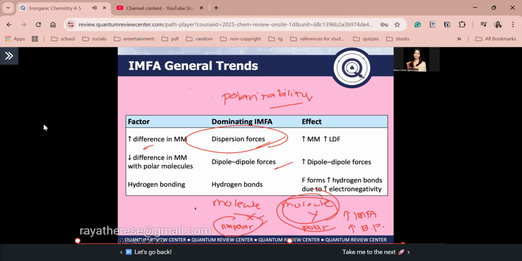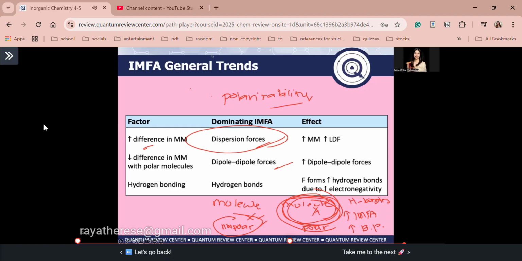Okay? And lastly, if, for example, molecule Y, let's change it to molecule A, has hydrogen bonding, like water, for example. Okay? Automatically, hydrogen bonds dominate. So molecule A immediately has the greater IMFA and higher boiling point due to the hydrogen bonds.